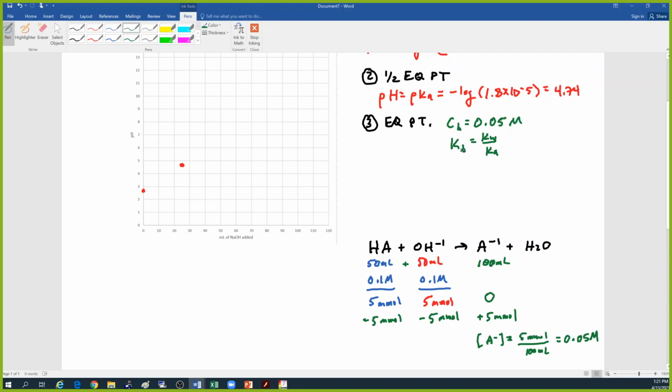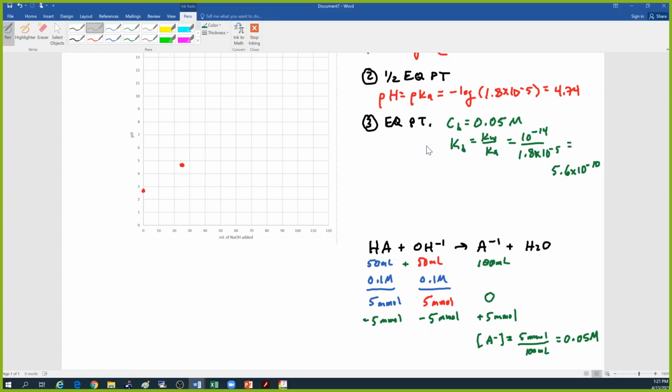Okay, so here we're just going to take our water constant, divide by our equilibrium constant for the acid. Again, all things we've done before. And I'm out of room, so I'm going to squeeze it down here. We get about 5.6 times 10 to the minus 10.